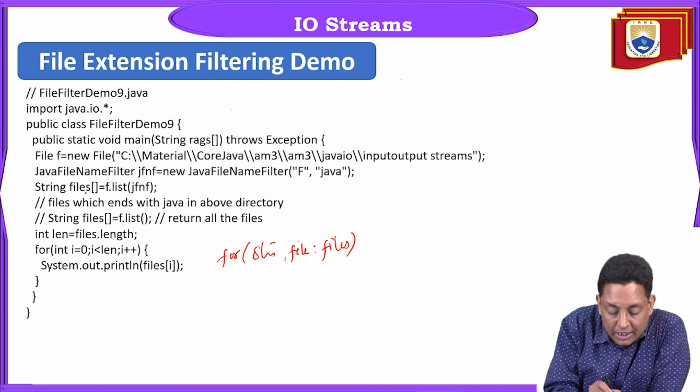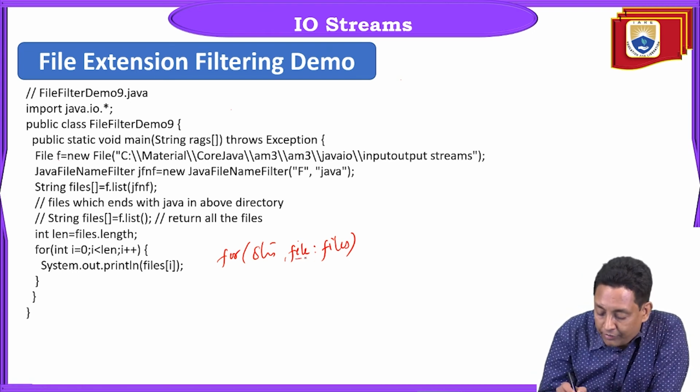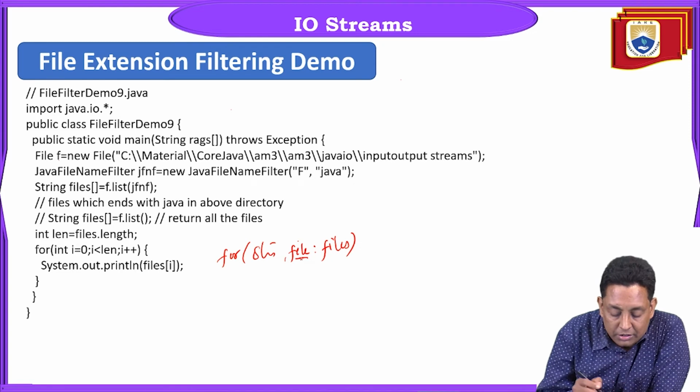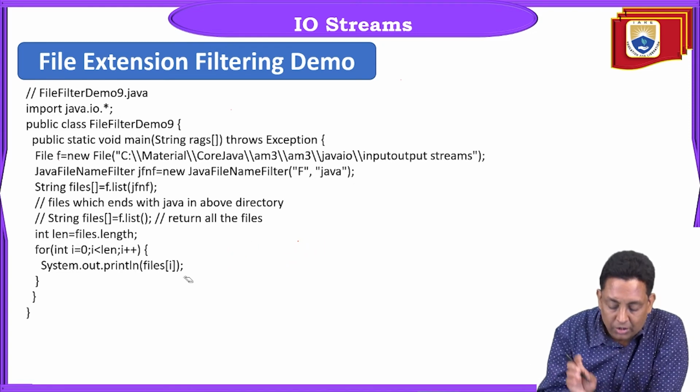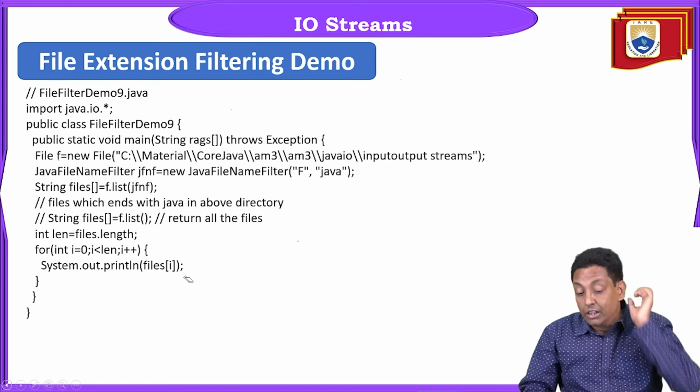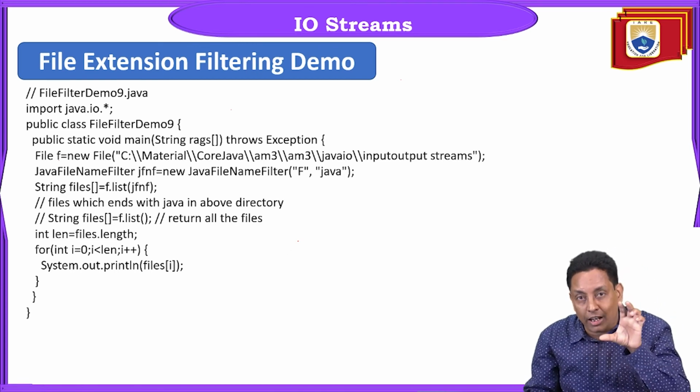And from this array, each file name will be stored into one file object. So you can use any one of the ways and print all the files here. This is the example on file filtering demo.